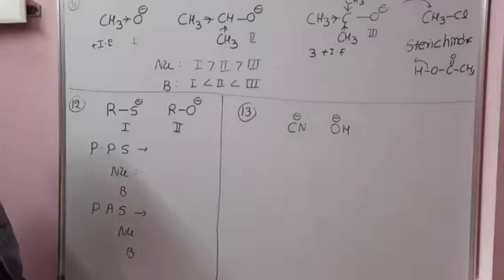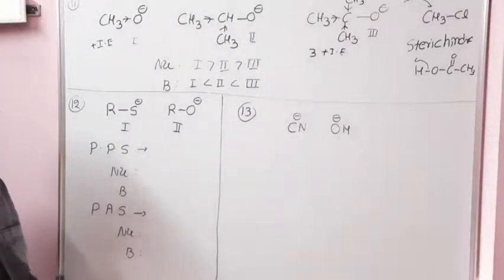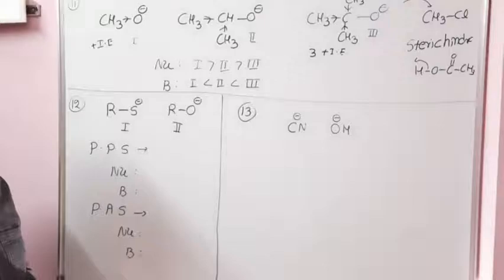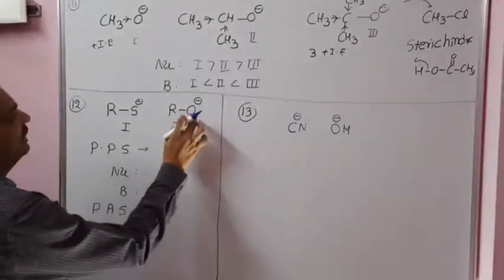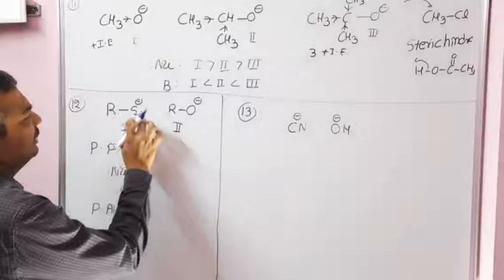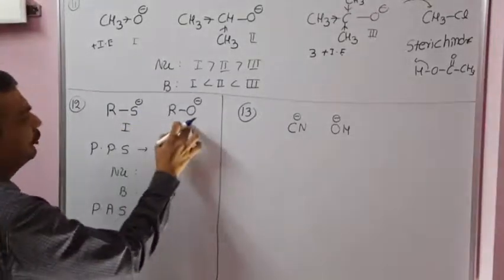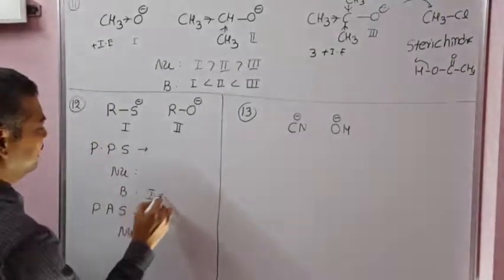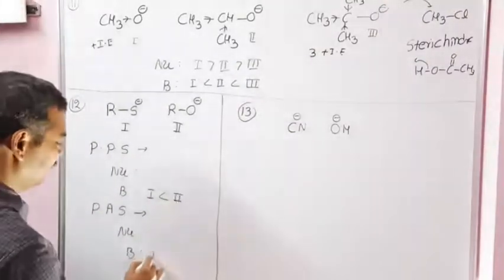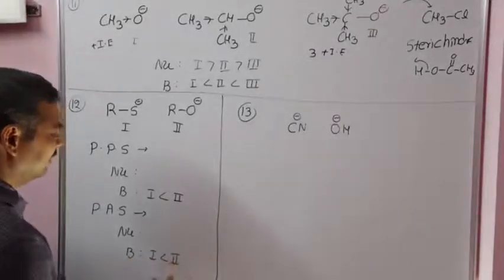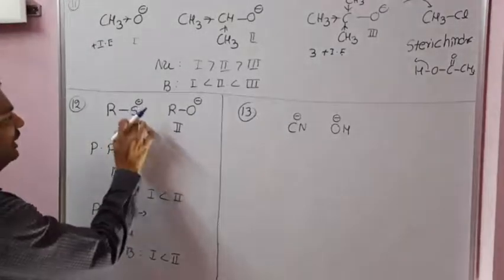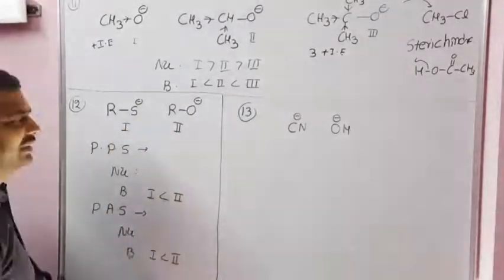So oxygen and sulfur are in the same group, though in appearance they look different. From top to bottom, basicity definitely decreases. So this is less basic, this is more basic. Why? Because from top to bottom, basicity decreases. So 1 is less basic than 2. There is no difference between protic and aprotic solvent for basicity. This is top, this is bottom; from top to bottom basicity decreases, so 1 is less basic than 2.